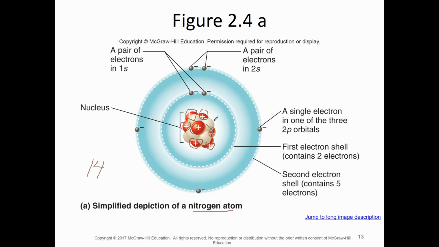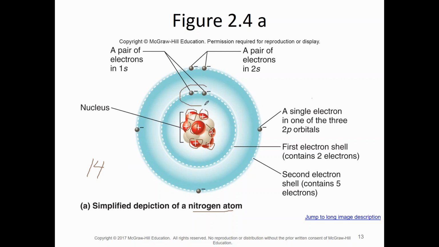Do you remember that? The number of electrons should equal the number of protons because the overall charge of the atom is neutral. And so we want to get the 7 positive charges of the protons to cancel out the 7 negative charges of the electrons. So we have 7 electrons.